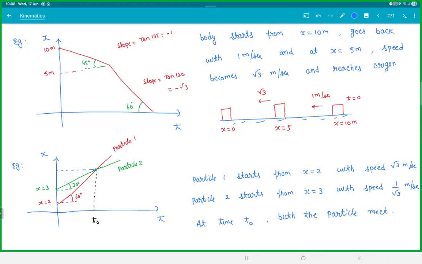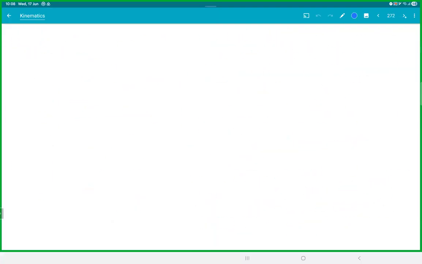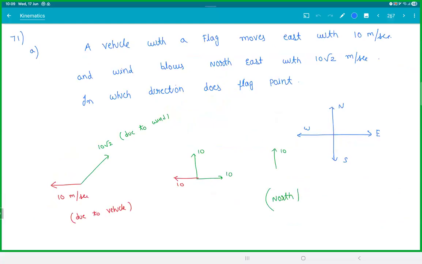Clear with this? So now I will give you a graph. You have to tell me what is happening. 60, 72.